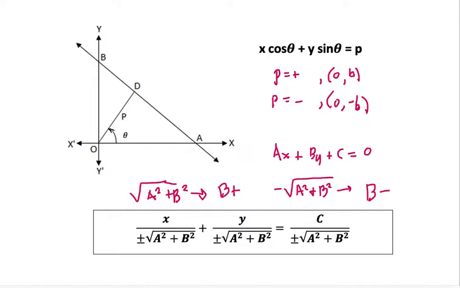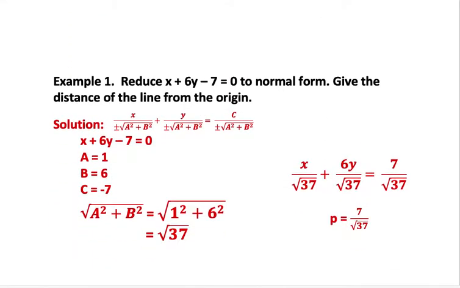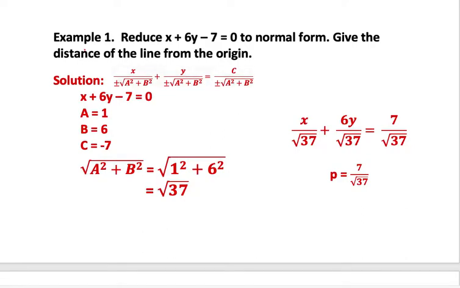So let us use these concepts in order to solve a certain problem. Let us have example number 1. In example number 1, we are asked to reduce x plus 6y minus 7 equals 0 to normal form and give the distance of the line from the origin. Let us use this equation as our guide. Let us get first the equation given, which is x plus 6y minus 7 equals 0. Then identify the value of a, b, and c. So a equals 1, b equals 6, then c equals negative 7.